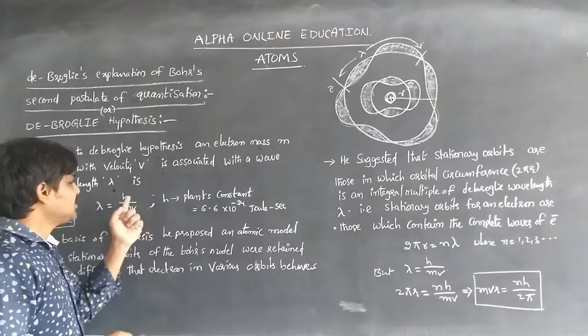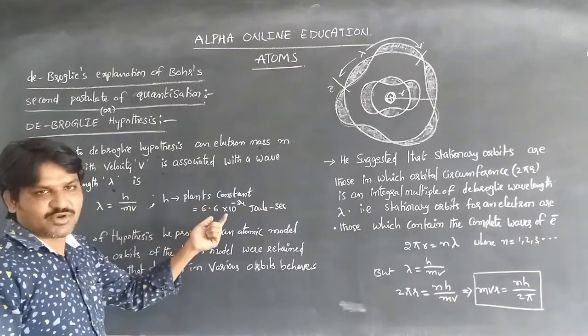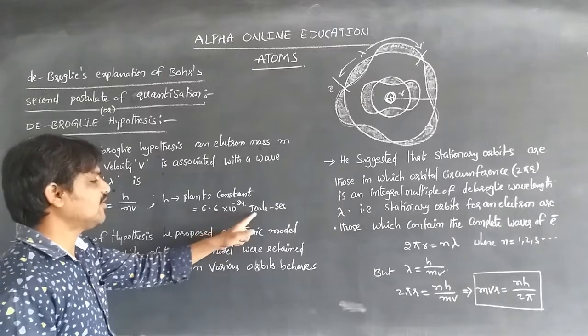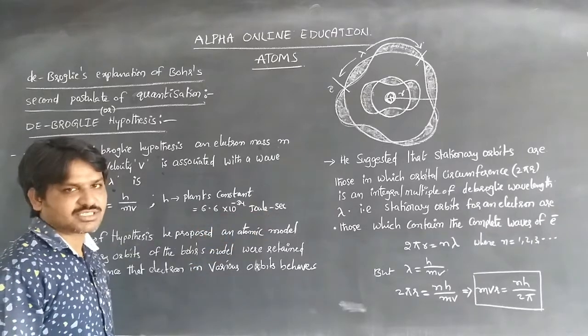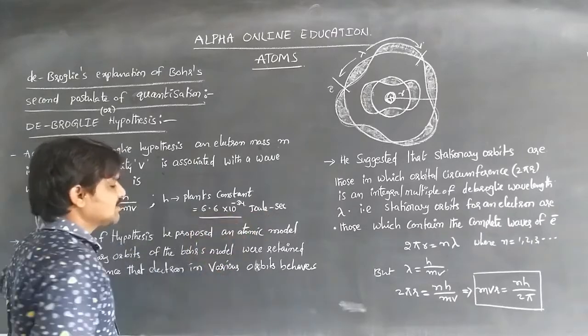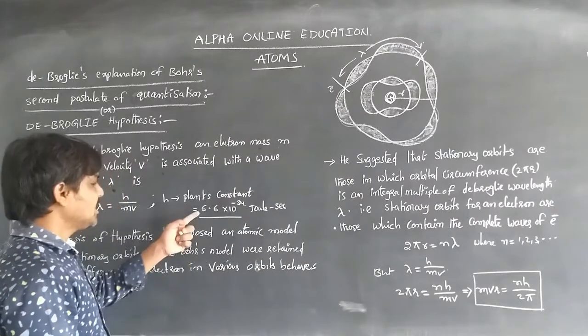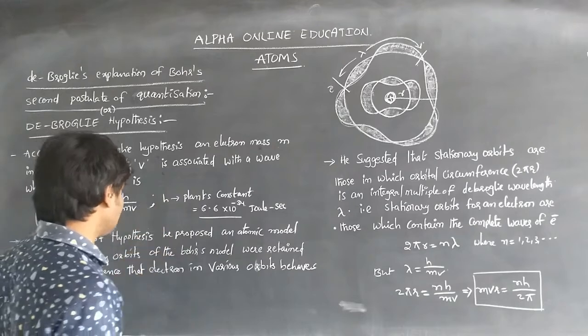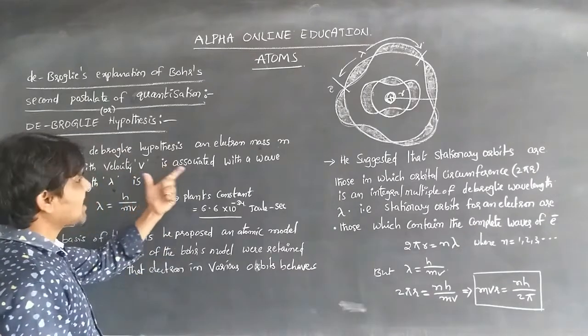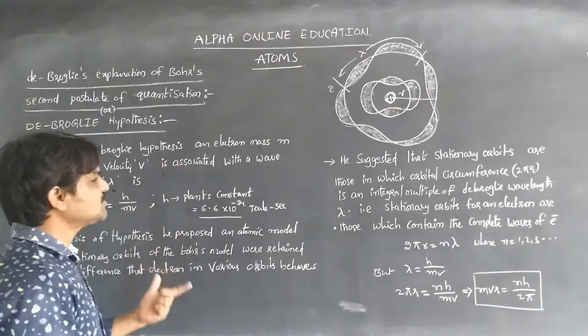Here h is Planck's constant, of value 6.635 into 10 to the power of minus 34 joule second. So on the basis of this hypothesis, he proposed an atomic model.